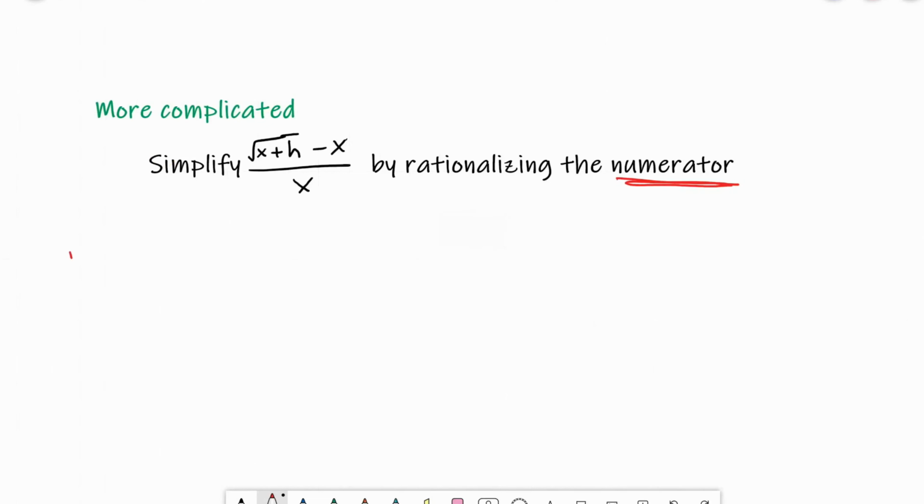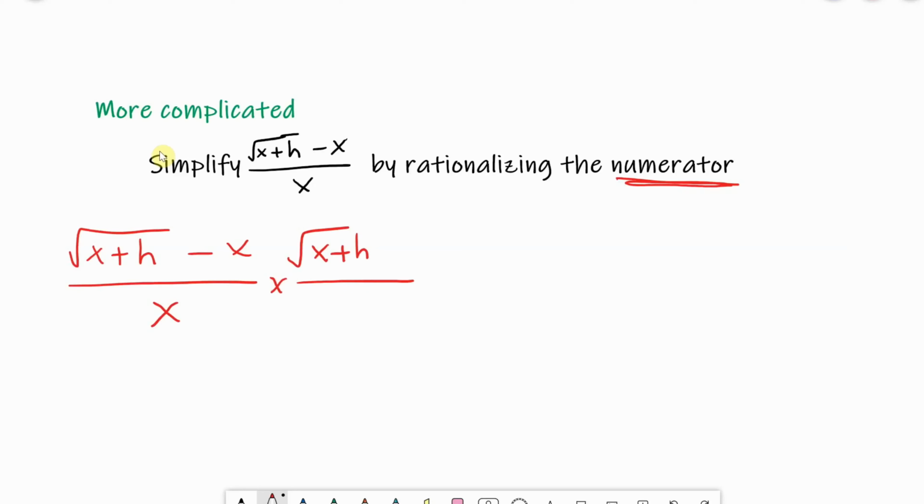So I'm going to start by writing it as it is. So we have root x plus h minus x over x. Because it wants us to rationalize the numerator, when I look at it, I have two expressions. So what does that mean? It means we need to use its conjugate. So we're going to multiply it by the conjugate of this. So it's going to be root x plus h plus x. We just change up the sign. So same thing here.